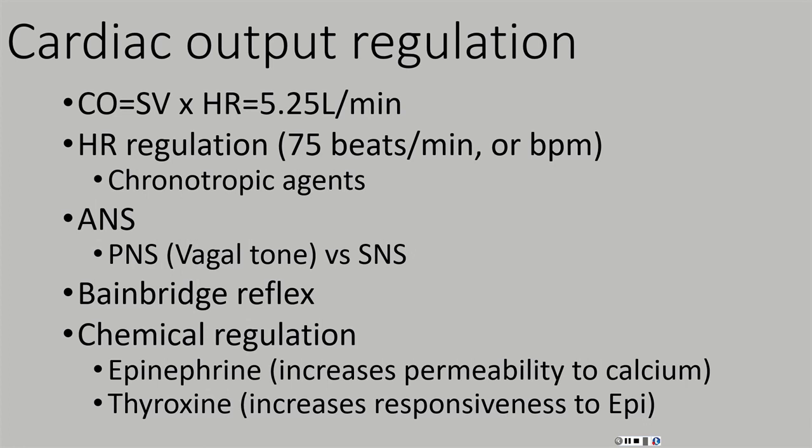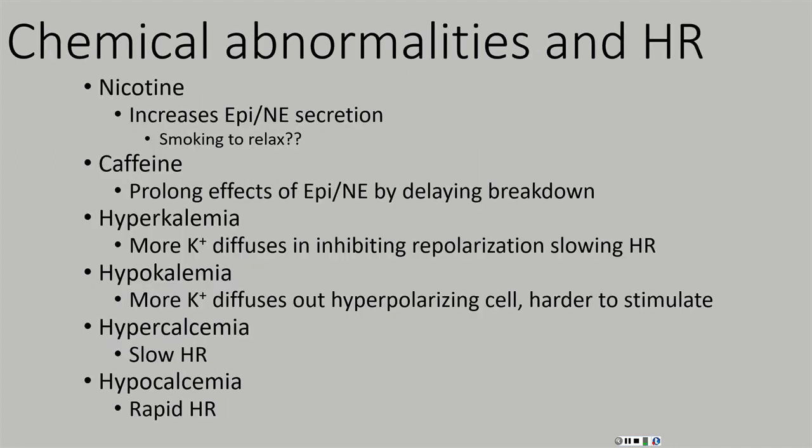Thyroxine. Thyroxine is a hormone from the thyroid. And thyroxine increases your cardiomyocytes' responsiveness to epinephrine. Well, we just saw epinephrine increases the heart's permeability to calcium. So if we make the heart more responsive to epinephrine, that will also make the heart more permeable to calcium.